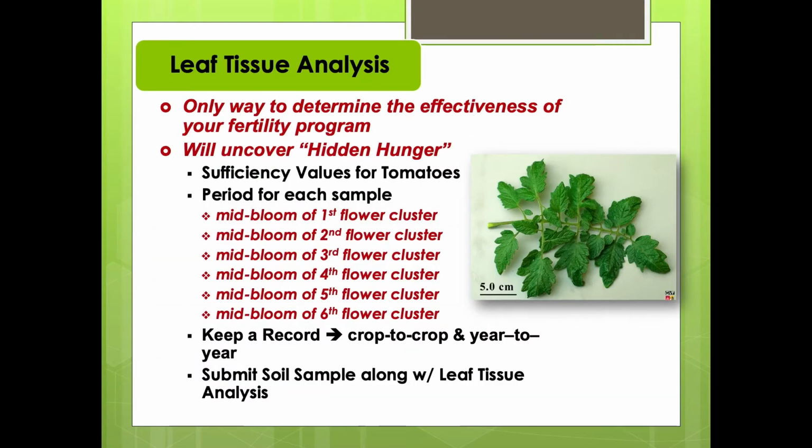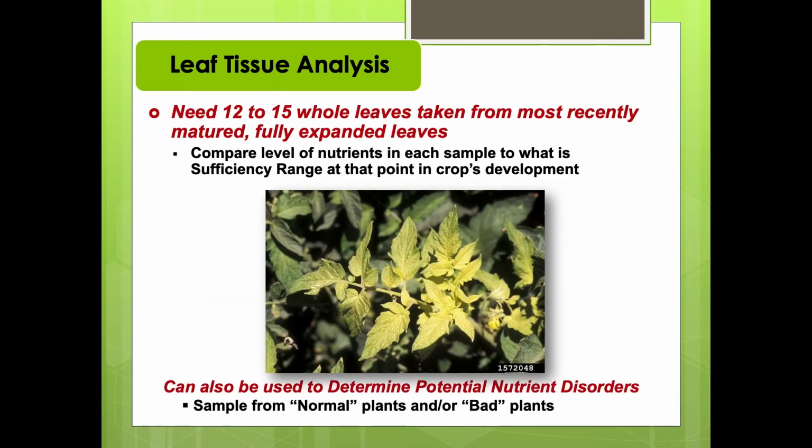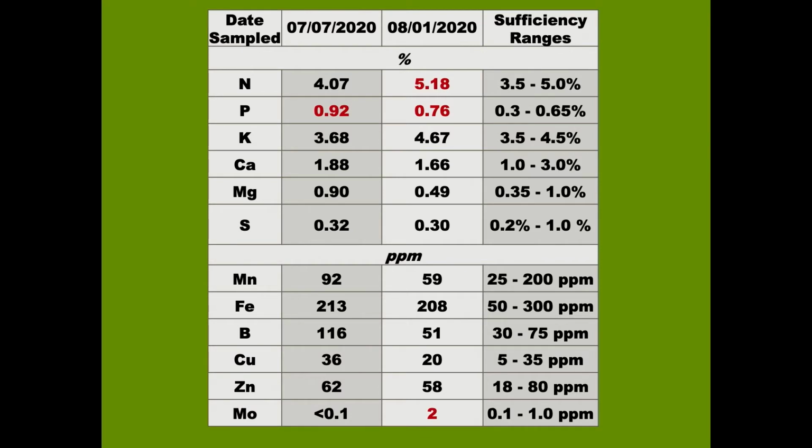All right, leaf tissue analysis. Dr. Snyder already mentioned it. The neat thing about tomatoes is we have sufficiency values for a number of stages of plant growth. In the case of tomatoes, we've got good numbers for determinate as well as indeterminate varieties. In this case, this is for determinate. So I can take a sample at mid-bloom of the first cluster all the way down to the sixth cluster, and I'll show you here, these values are called sufficiency values.